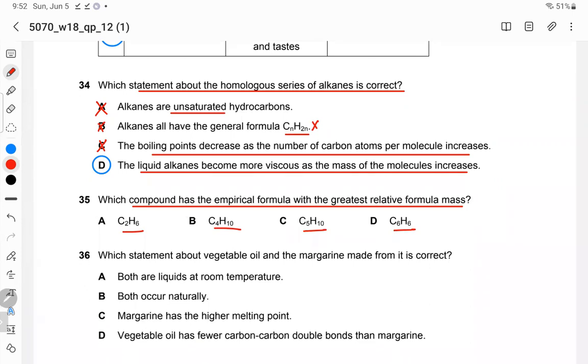I was saying that B will become C2H5. It becomes CH3, it becomes CH2, and it becomes CH. So in this case, C2H5 has the greatest formula mass. So B is the correct answer. Yes, very good, Variza.